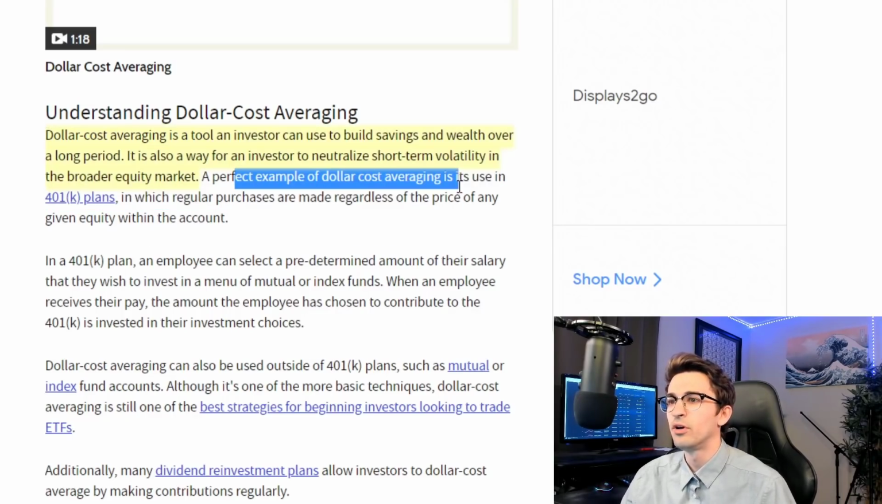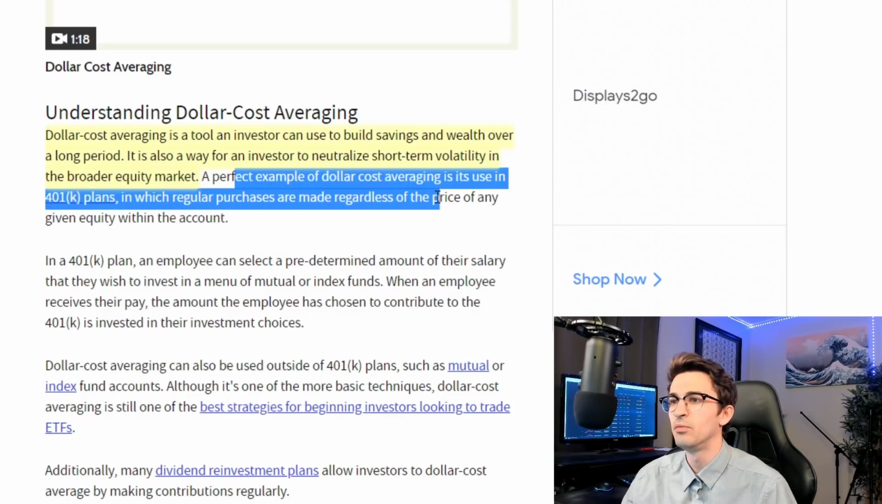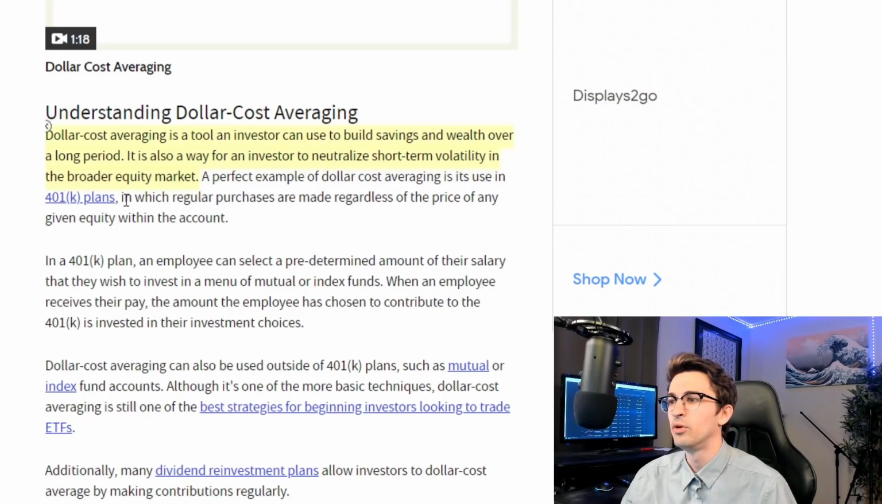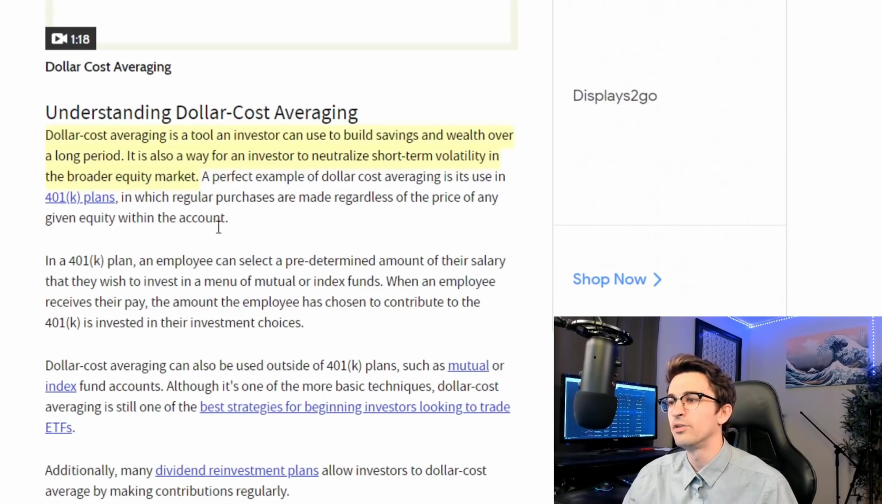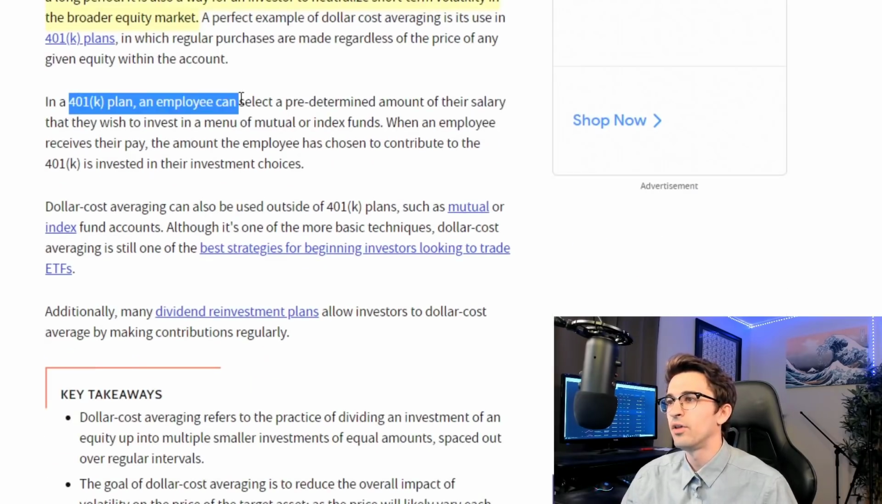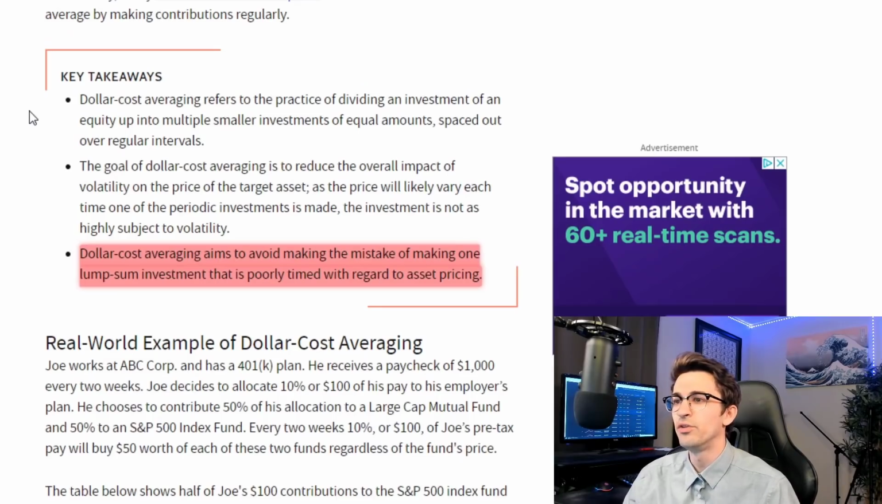A perfect example of dollar cost averaging is its use in a 401k plan in which regular purchases are made regardless of the price of any given equity within the account. Many employers offer that you can contribute to your 401k plan out of your check on a regular basis. Basically, they're doing dollar cost averaging for you. But as an investment long term, I really don't think this will yield good return on investment, which is why I invest in cryptocurrencies, because that's where the focus is. That is what has the major potential over the next short 5 to 10 years period of time.